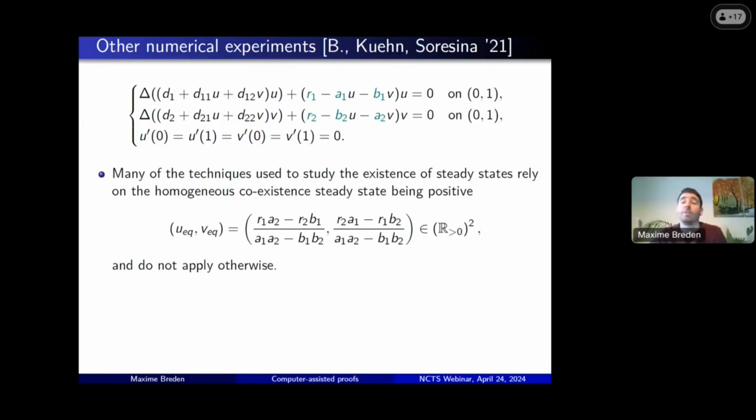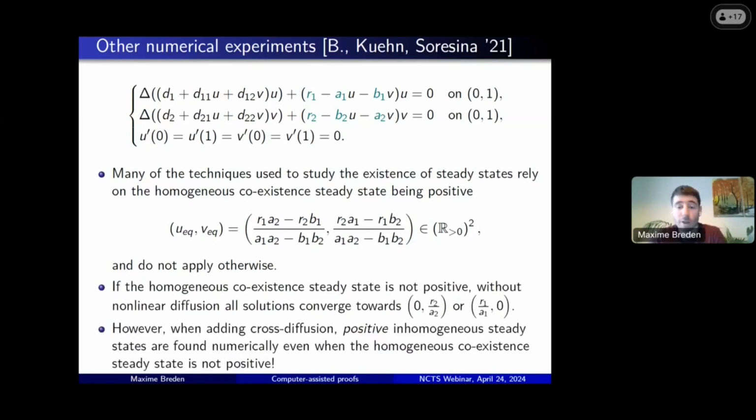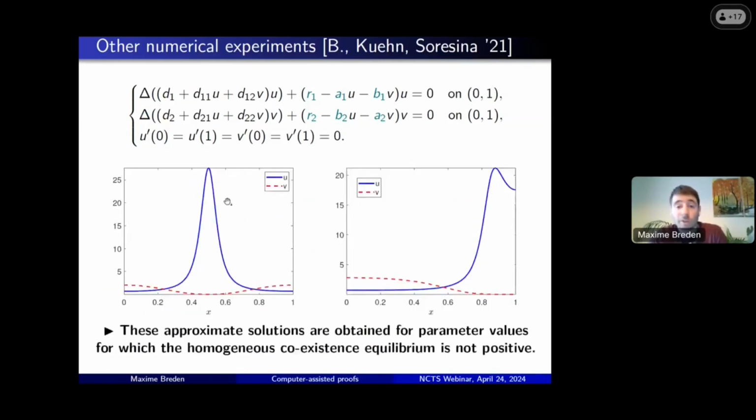And then, okay, most pen and paper techniques don't tell you anything because the coexistence steady state is not admissible, so you cannot use it as a starting point. Okay. But yet you can do numerics. Those are examples, and they look as nice and reasonable as the previous examples. But okay, how do you prove those are actually solutions of the system? Also hard.